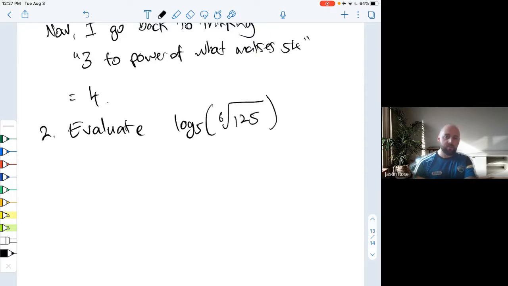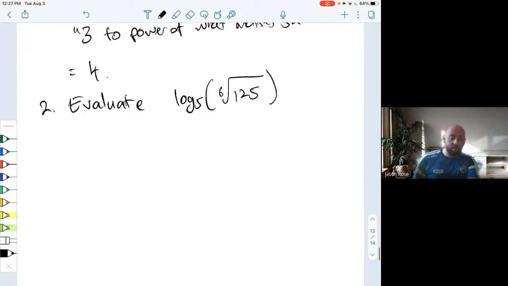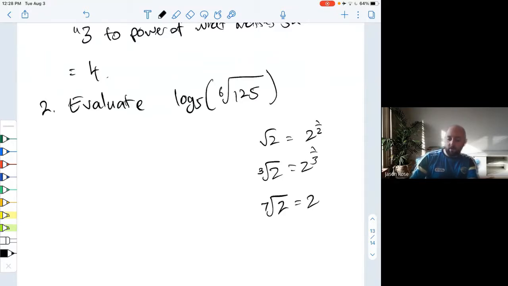Change the root to exponent. Yeah, you're right, Stephen. Lewis, I think you wrote the wrong number, but I think I see what you were doing with the 6. You were writing it as over 6, which is what you want to do. So what we have to remember is that, for example, the square root is like 2 to the power of half. The cube root is like 2 to the power of 1/3. The 7th root of 2 would be like 2 to the power of 1/7.